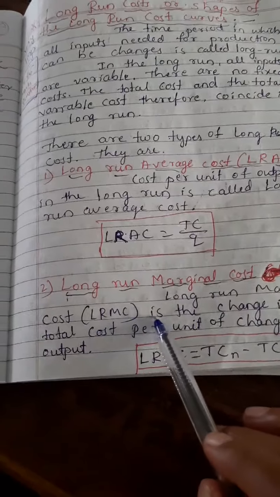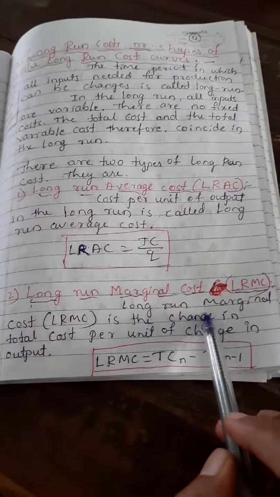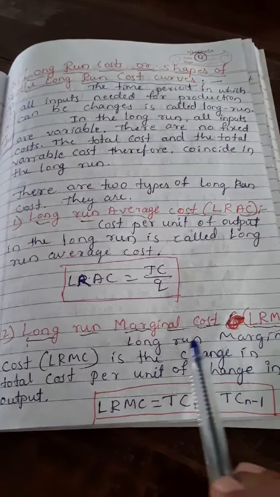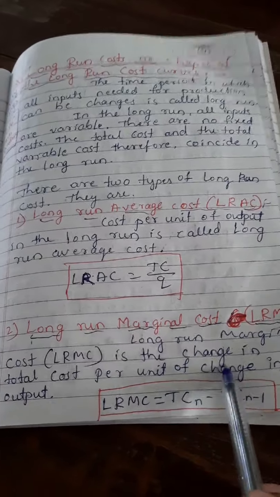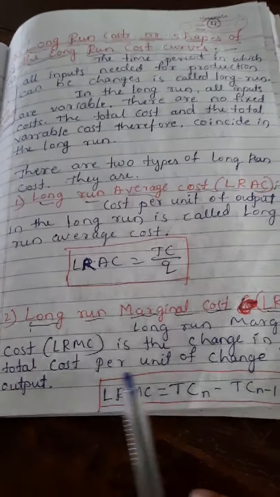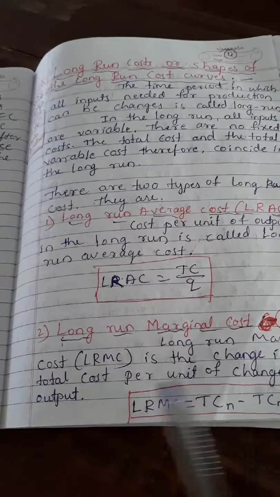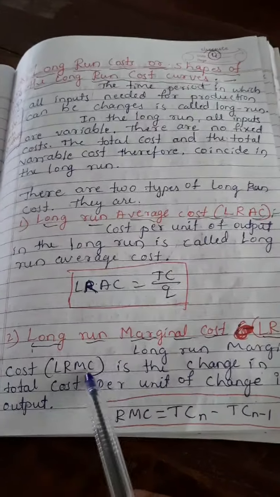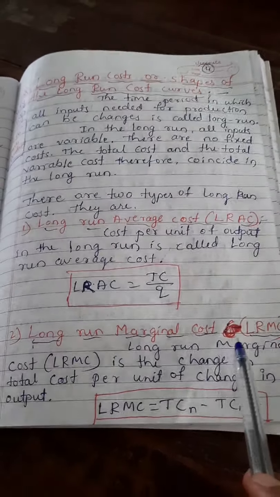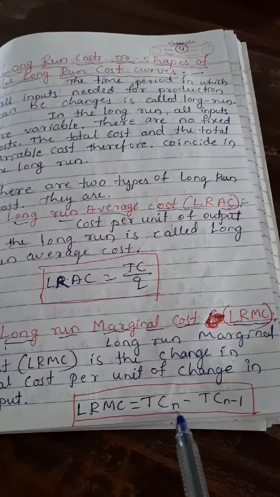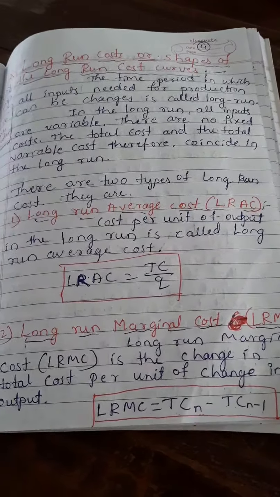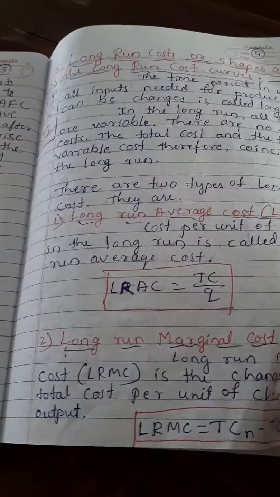And next, long run marginal cost, LRMC. Long run marginal cost, LRMC, is the change in total cost per unit of a change in output. That is called long run marginal cost. The formula is LRMC is equal to TCn minus TCn-1. Same formula we get here.